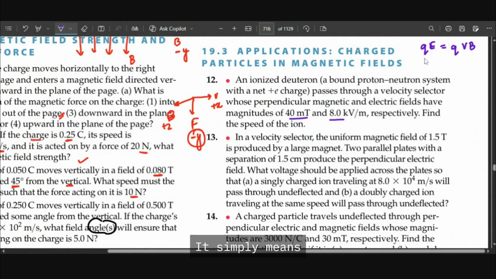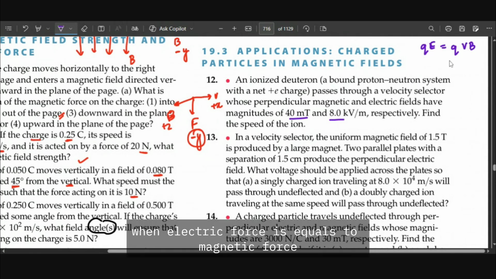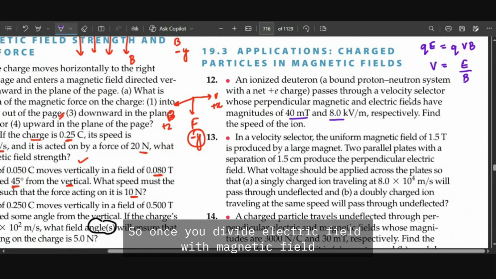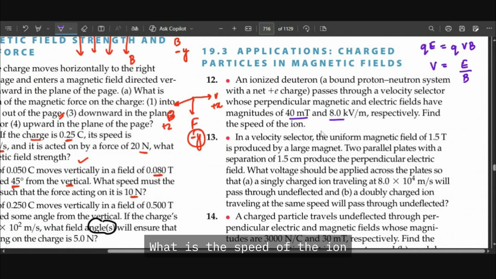It simply means when electric force is equal to magnetic force, velocity is equal to electric field upon magnetic field. So once you divide electric field by magnetic field, you'll get your answer. What is the speed of the ion?